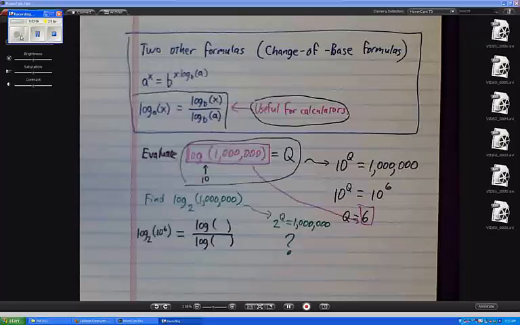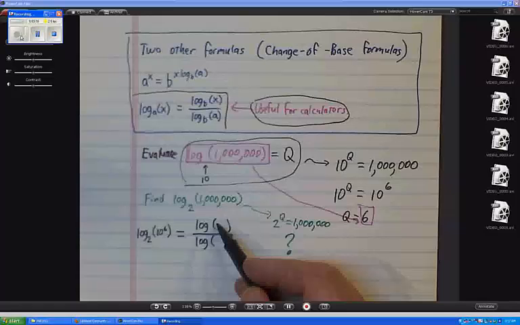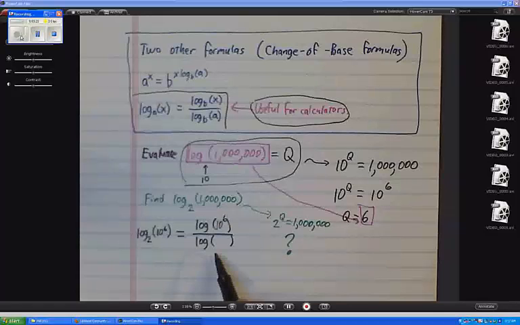Well, what goes where? The log base 10 of what? X. So what goes up here? Yep, the million. Over the log of what? 2.